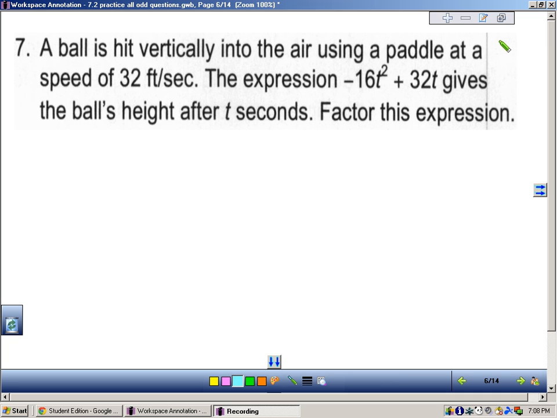Okay, next question. The ball is hit vertically into the air using a paddle at speed 32 feet per second. That's the velocity. So the expression negative 16t squared plus 32t gives the ball's height after t seconds. Factor this expression. And so we're being asked to factor this expression, which gives the height of the ball after t seconds. So let's factor this expression here. Not a problem. Write the original out.